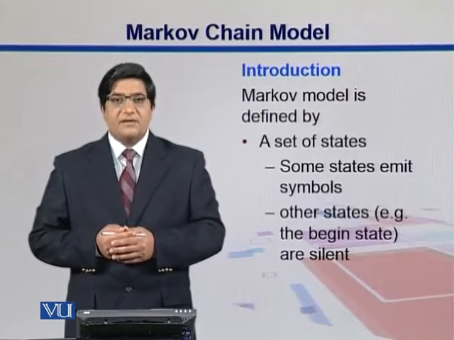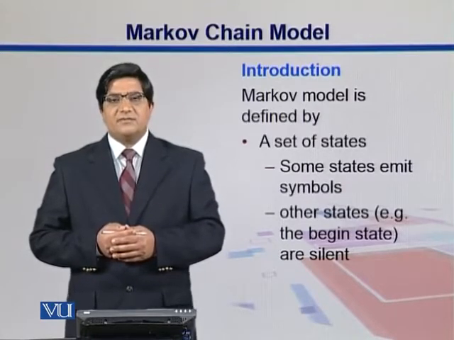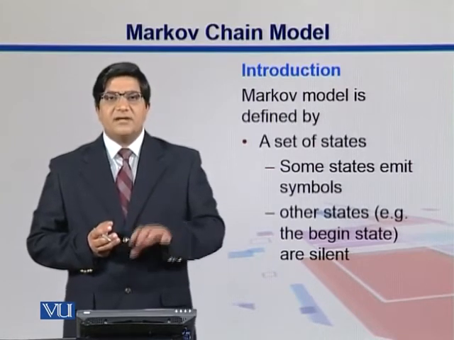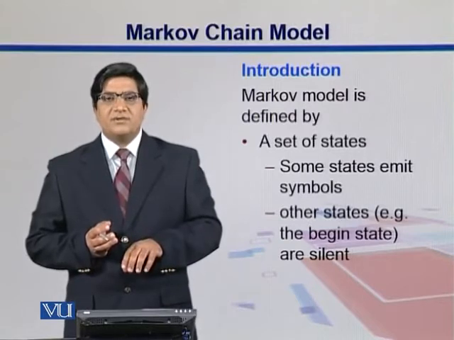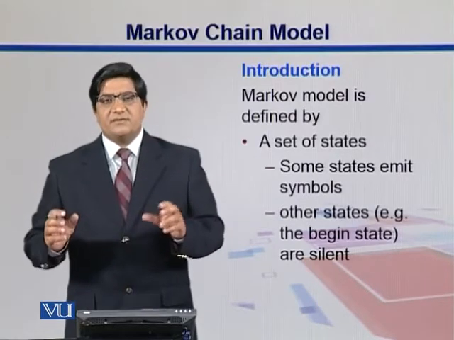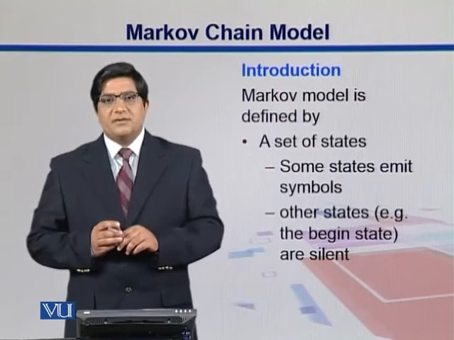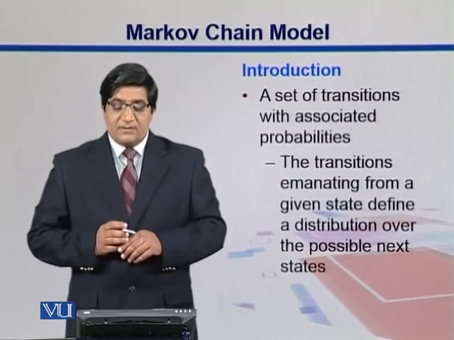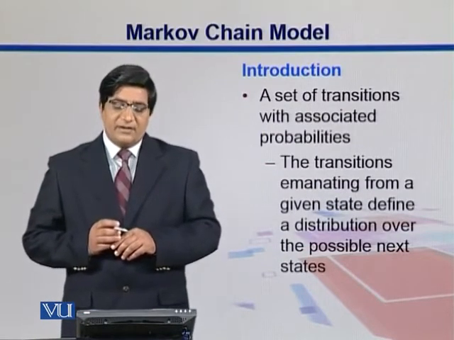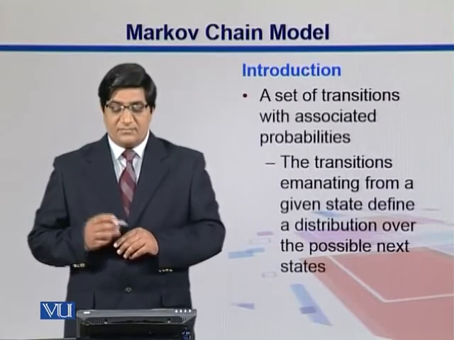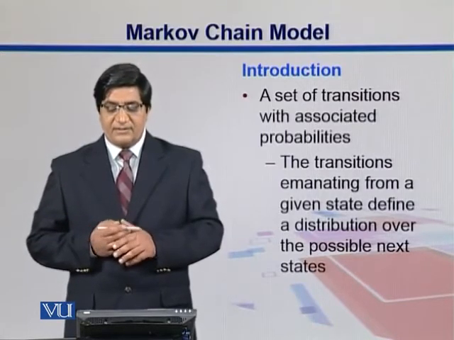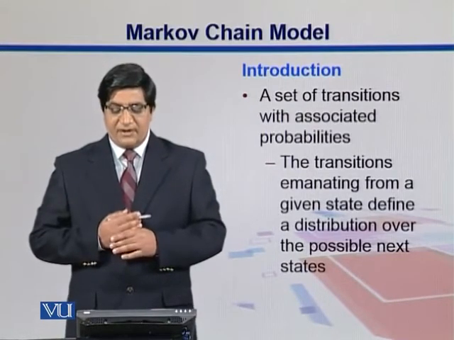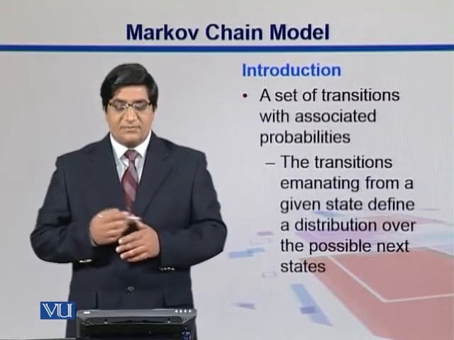Some states are begin states, and they are silent. Sometimes in our system we just model the initial state, which is a silent state. The system can start from anywhere, and there is no symbol. To draw those begin and end states, we simply put them in our models, but sometimes we can skip that. In addition, we have a set of transitions with associated probabilities, and the transitions from a given state define a distribution over the next possible states.